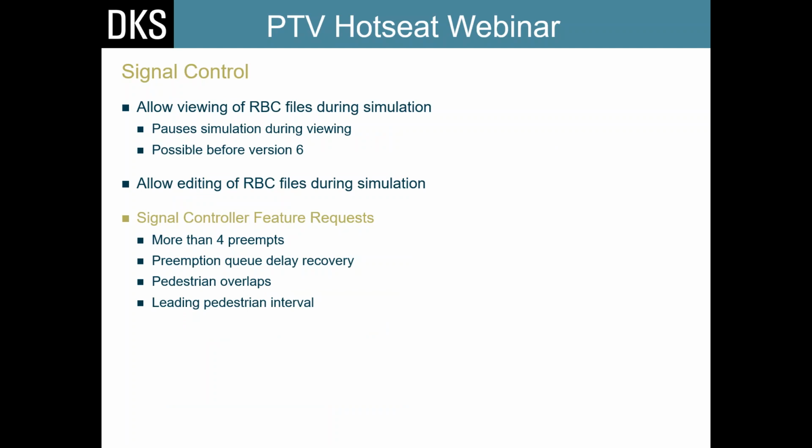And then signal control. Currently, once a simulation is running, you can't check anything in an RBC controller. So you have to stop the simulation to then open the RBC to make an edit or simply view it. In versions prior to 6, I don't know if this was in 6, but I know at least prior to 6, you were able to at least open the RBC files while the simulation was running. You couldn't make any changes, but you could at least see it to check some of the parameters.